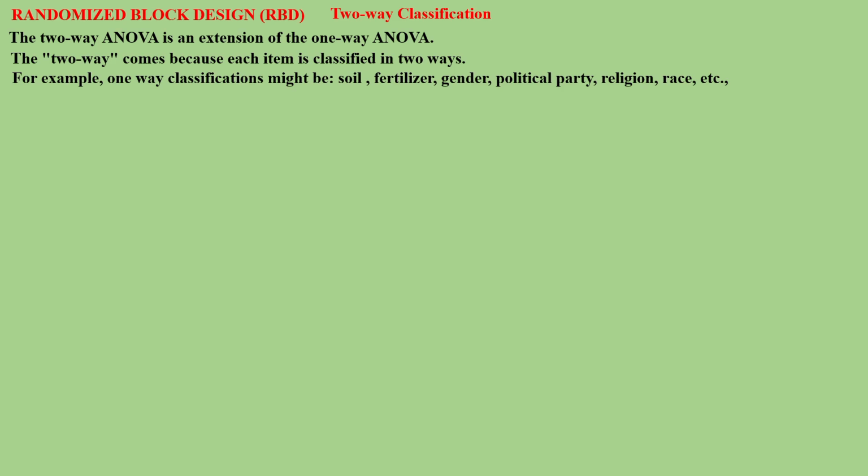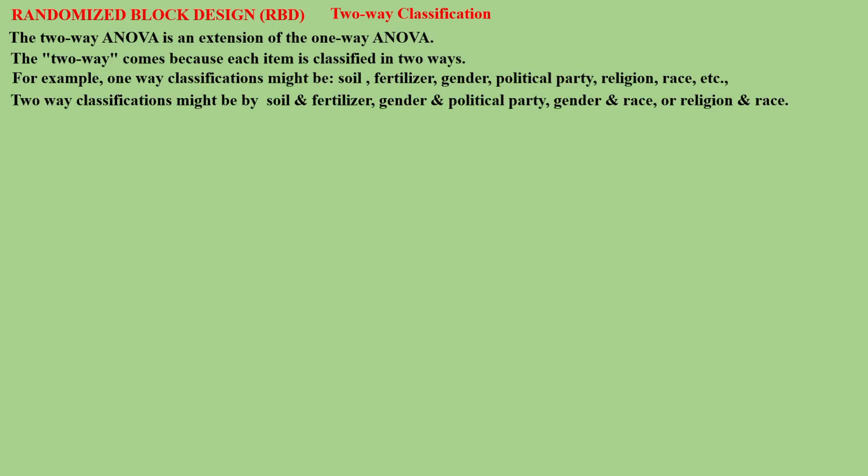So either you have to classify soil in one problem, fertilizer in another problem, gender in another problem, like that. Single classification, right? But in two-way classification, we compare both soil and fertilizer, gender and political party, gender and race, religion and race, like that. So two classifications available. A two-way ANOVA tests the effect of two independent variables on a dependent variable.